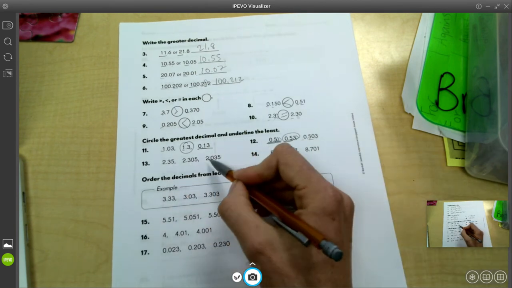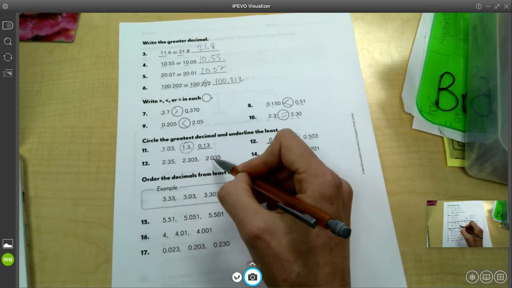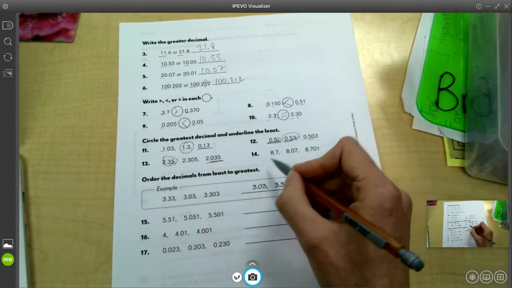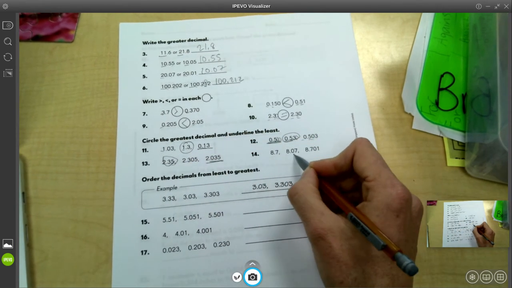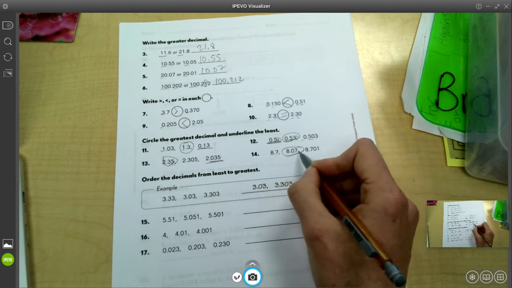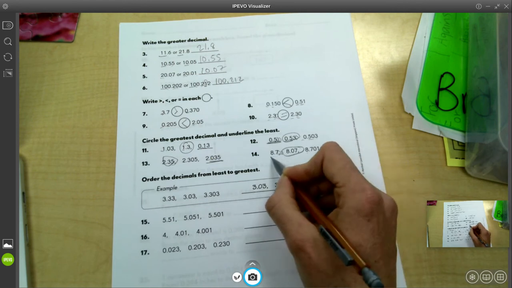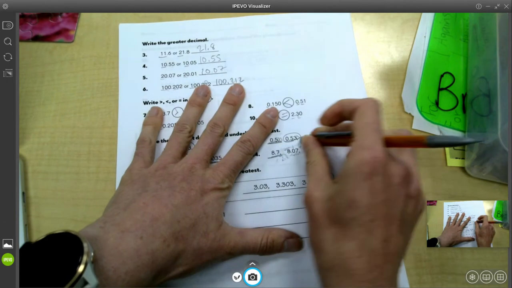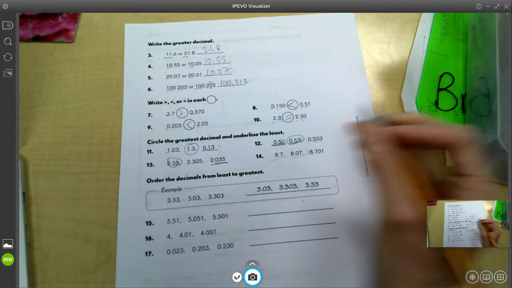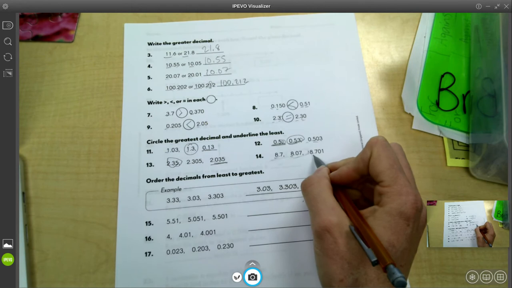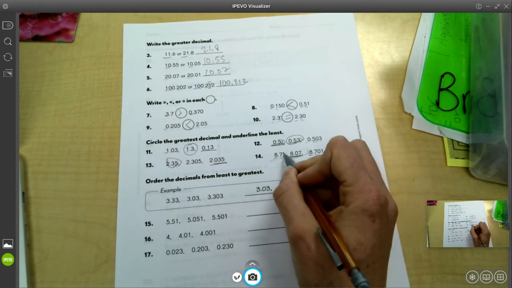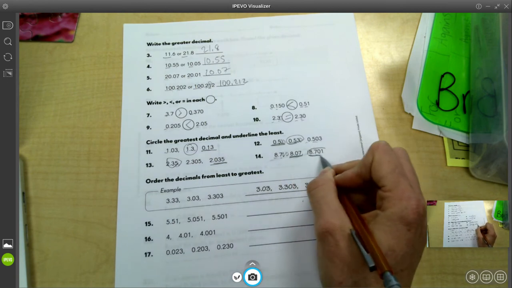All right, whole numbers are the same here, so I'm going to my tenths. Here's my least. Going to my tenths. Here's my greatest. Whole numbers are the same here, going to my tenths. Here's my least. Going to my hundredths. This is my greatest, sorry. I messed that up. Let's restart that. Same. 7, 0, 7. This one is the least. 0, 0, 0, 1. This one is the greatest.